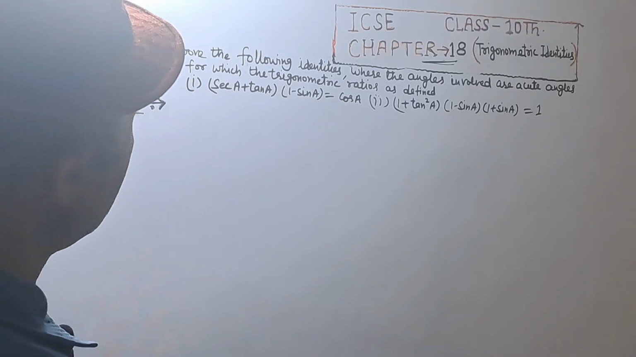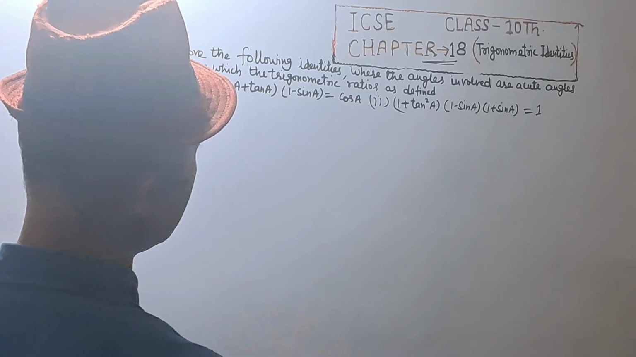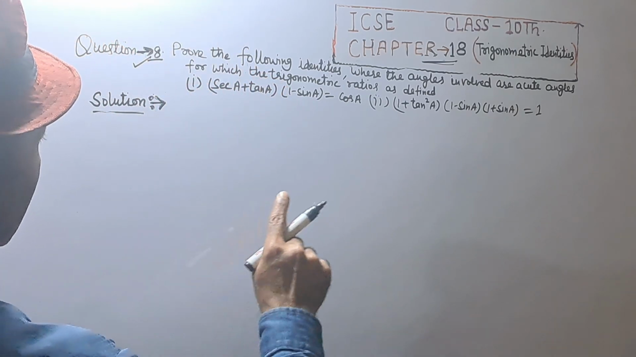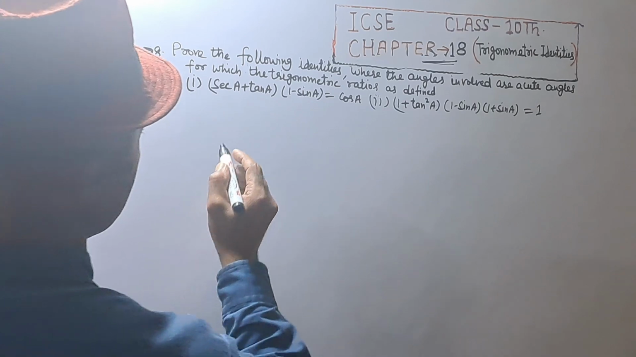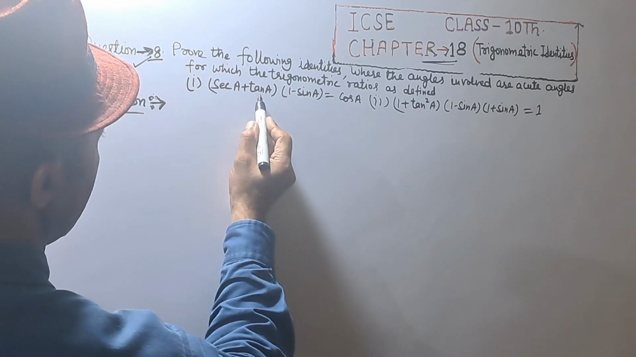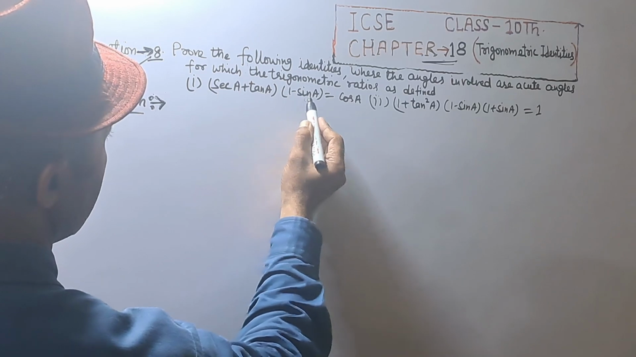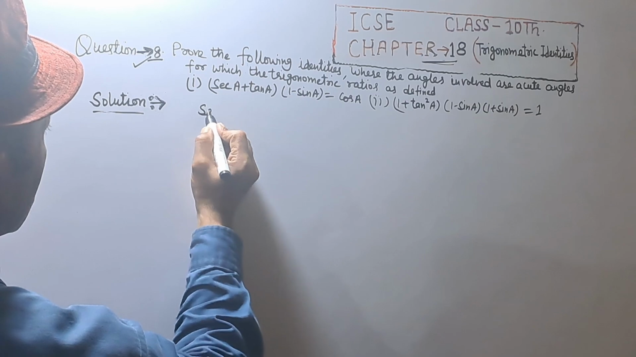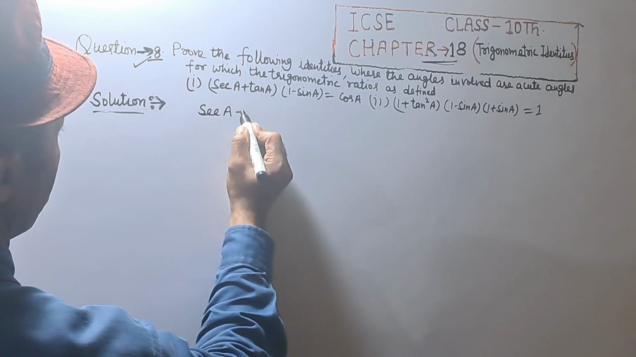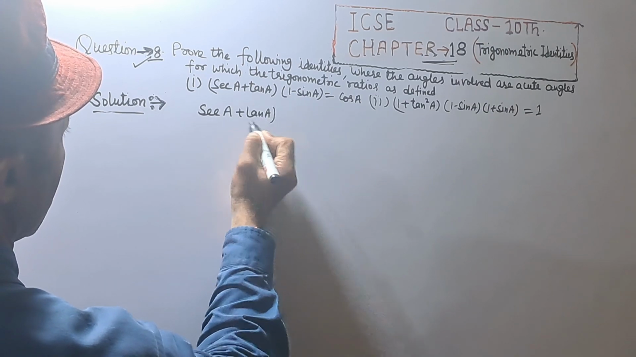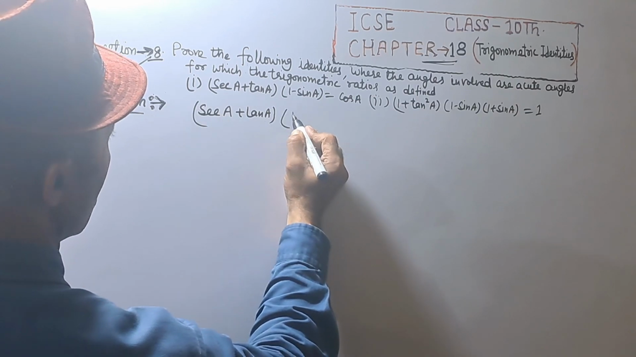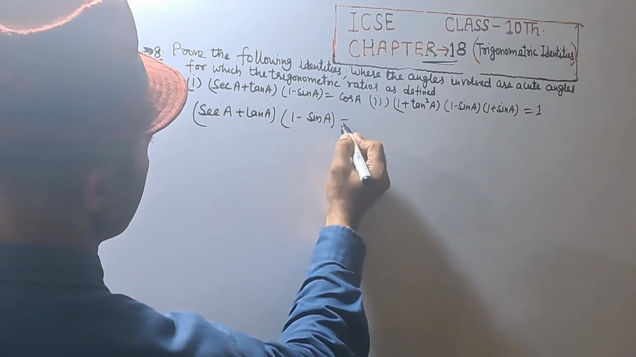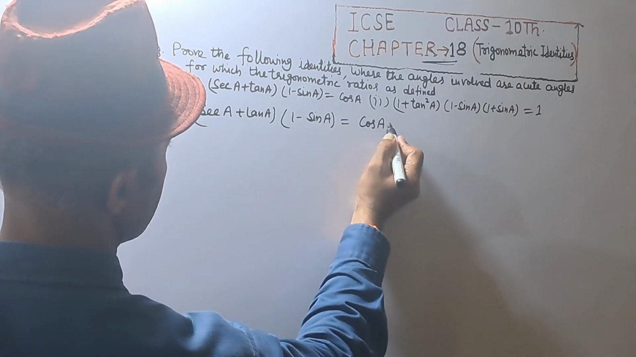Question number 8. Prove the following identities, where the angles involved are acute angles for which the trigonometric ratios are defined. First part: (secant A plus tan A) into (1 minus sin A) is equal to cos A.